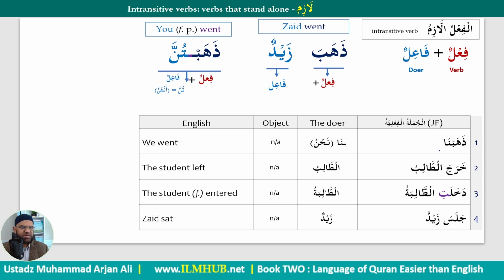ذهبنا, again pay attention to na. Where is my doer? The na. Sigha number 14. خرج الطالب, the student left. Who's the doer? الطالب. Is there an object? No. Okay, دخلت, meaning it's a feminine. دخلت الطالبة, again this female student entered. And who's the doer? الطالبة. And جلس زيد, who sat? Zaid sat. So these four examples here, along with the others we've seen, now illustrate lazim verbs.